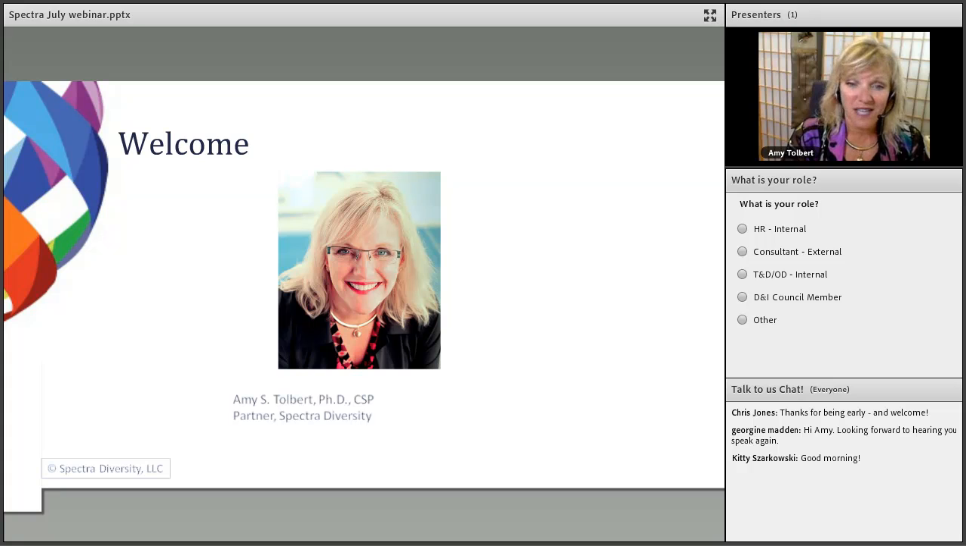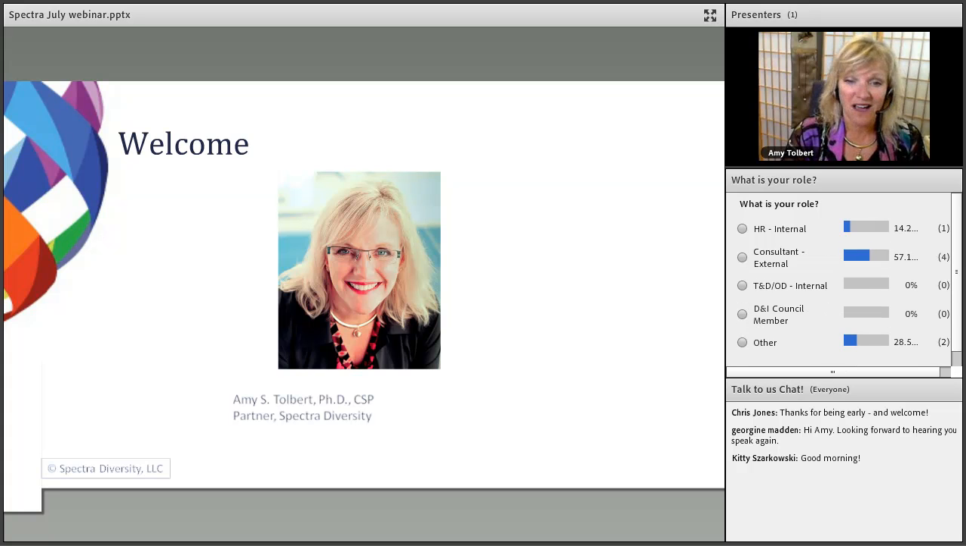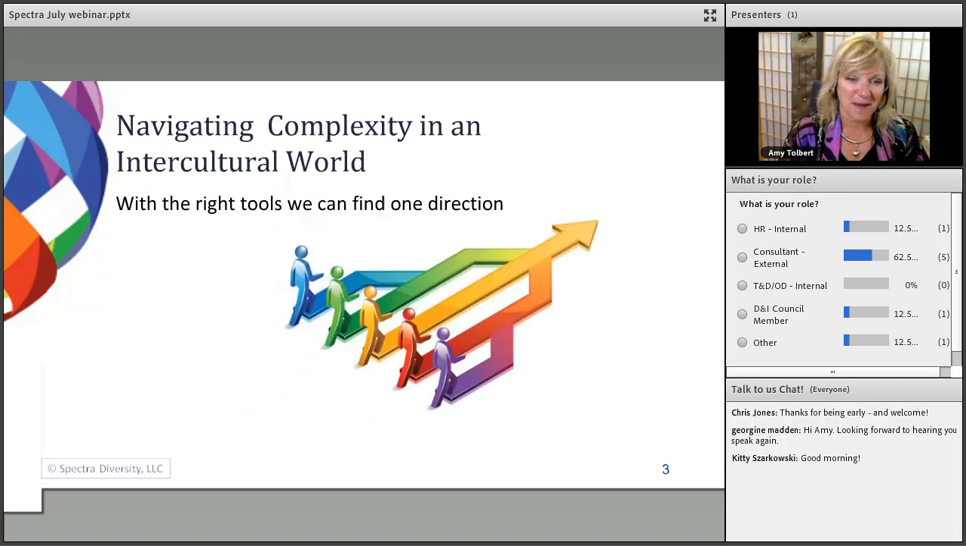If none of those options really apply to you, please feel free to tell me what the other is, because I see several of you are choosing that one as well. The only reason we're asking is that it will give us a better direction as to how to frame our comments and our conversation moving forward. For the most part, it looks like we've got consultants leading the charge, followed by HR, internal, and diversity council members. So thank you for that.